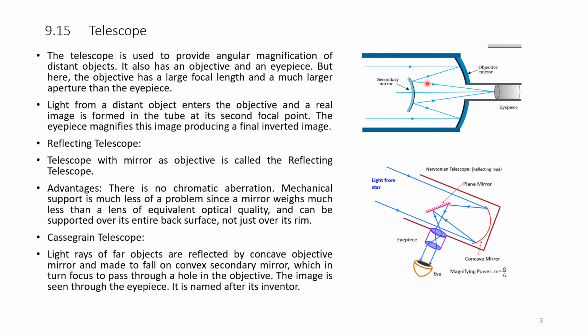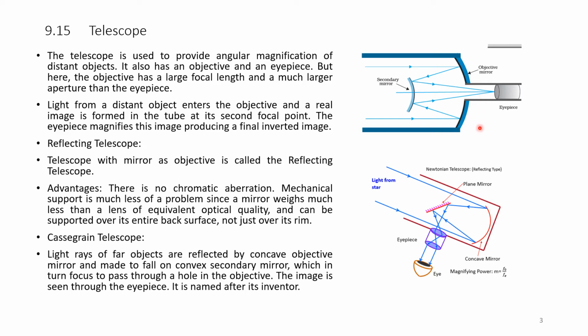Cassegrain telescope is one of the examples of a reflecting type of telescope. Light rays from far objects are reflected by a concave objective mirror and made to fall on the convex mirror, which in turn focuses them to pass through a hole. This is a hole, and the light passes through this hole onto an eyepiece. The image is seen through the eyepiece, and it is named after its inventor.